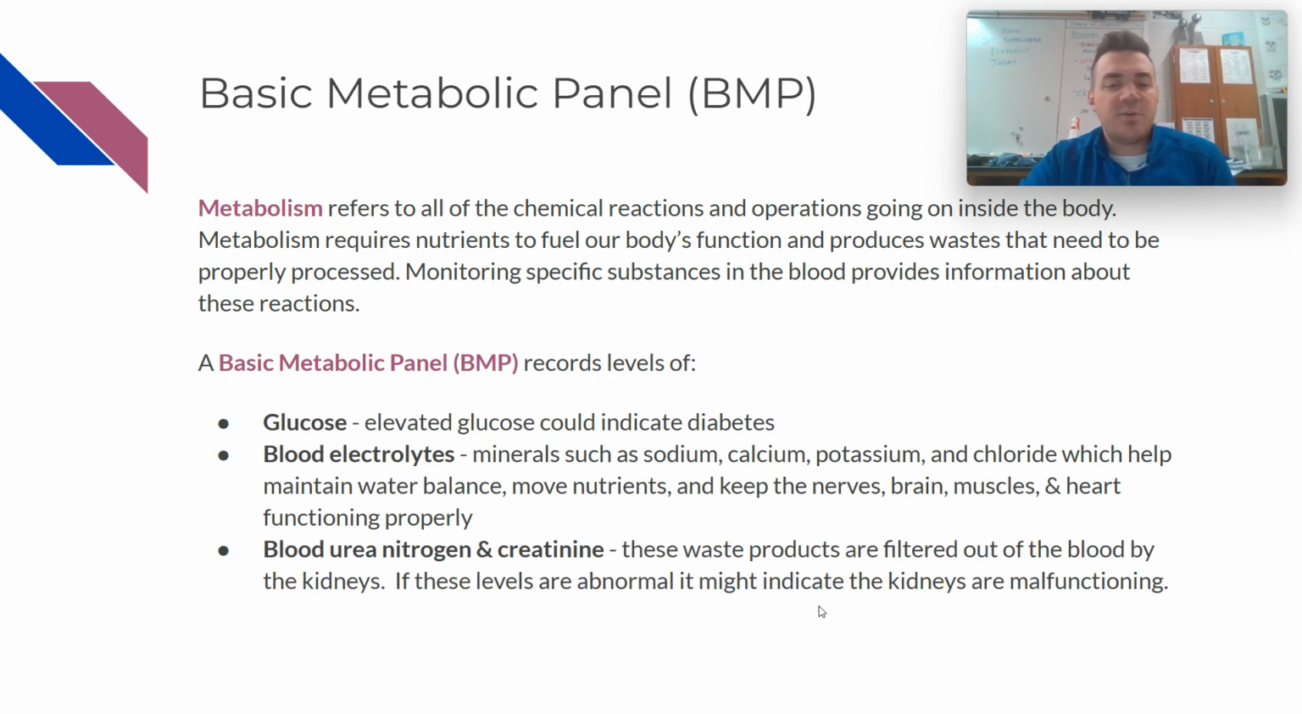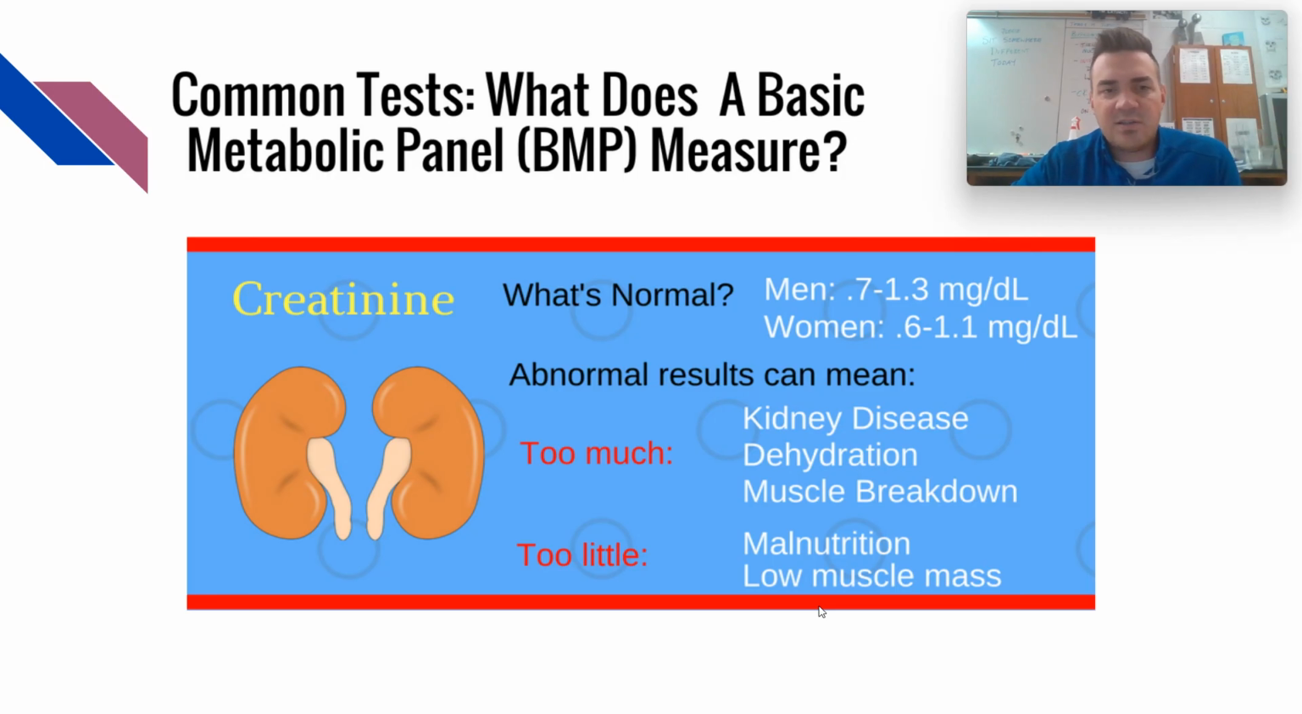And then there is blood urea nitrogen and creatinine. So these are waste products we're going to be keeping an eye on. These should be getting filtered out by the kidneys. And so if these levels are high, that could show that there's a problem with the kidneys. So let's talk about each of those in a little bit more detail in turn.